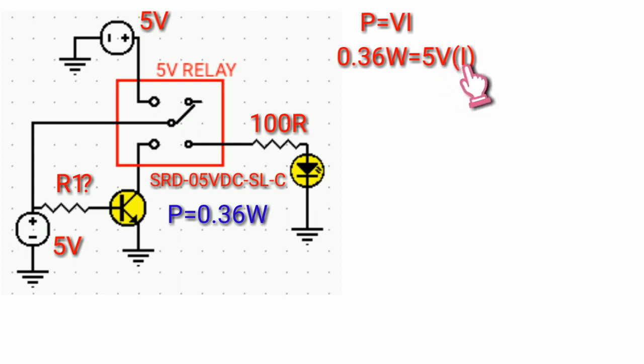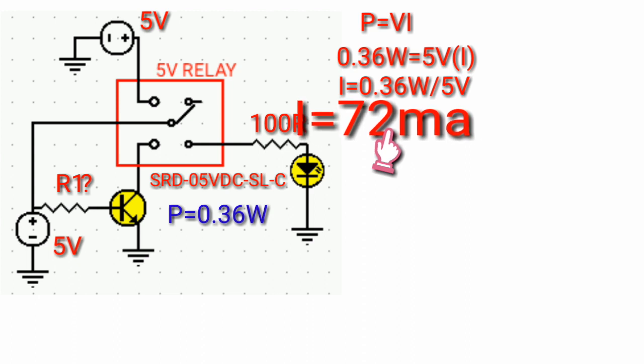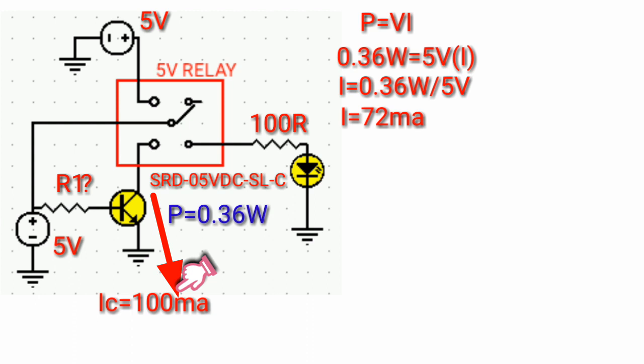So the current will be 0.36 watts divided by 5V. Then the current will be 72 milliamp. Now we know the current consumed by the relay switch circuit will be 72 milliamp. Therefore, the collector current must be greater than 72 milliamp. So let's use 100 milliamp current flowing through the collector of the BD139.